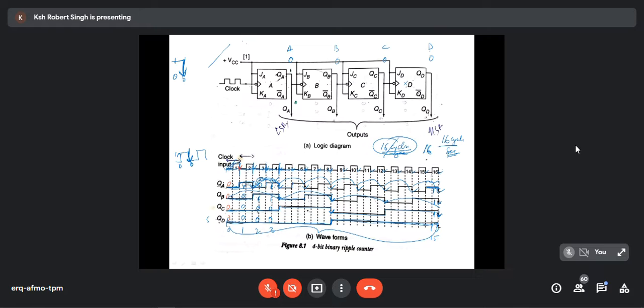Why is it an asynchronous counter? Because no clock signal is given. The clock signal is there. Who said there is no clock signal? But for QB, QC, QD there will be no external clock signal. We are taking the clock signal as the output of QA. So this is not synchronous.